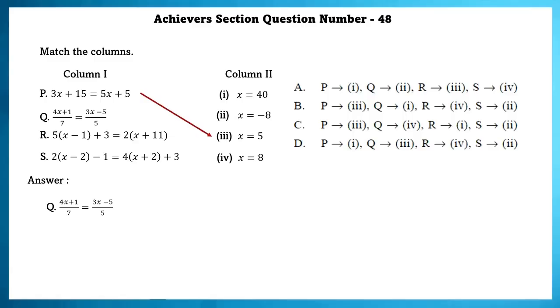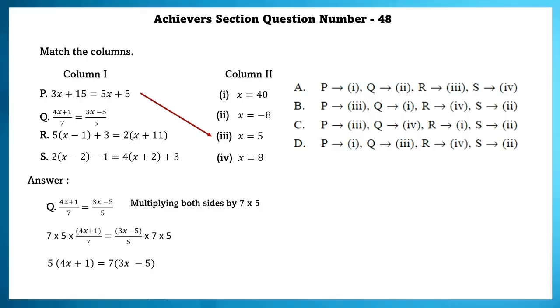Q. 4x plus 1 by 7 is equal to 3x minus 5 by 5. Multiplying both sides by 7 into 5, we get 5 into 4x plus 1, which is equal to 7 into 3x minus 5. Taking 5 into the bracket and 7 into the bracket, we get 20x plus 5, which is equal to 21x minus 35.